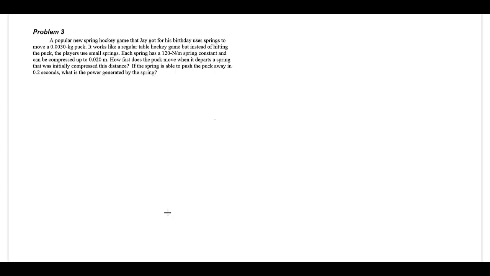If we consider our situation to be the puck on the compressed spring, to start, remember it was compressed this distance, 0.02 meters. It is a 3-gram puck. And k, we said, is 120 newtons per meter. Then we can consider this to be the before, and the after to be where the spring is now unloaded and the puck is flying off in some direction, right? Some v. And this is what we're looking for. How fast does the puck move when it departs? So this is the question.